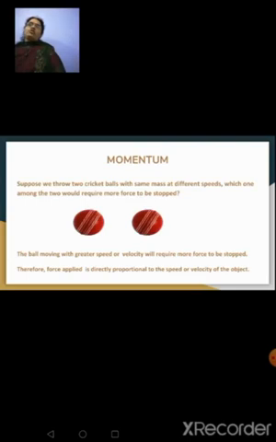Before doing the second law of motion, I am talking about the concept called momentum, and I have told here how much force you have to apply. The amount of force that you apply depends on the mass and velocity of the object. The force that you apply should be in proportion to the mass and velocity of the object.